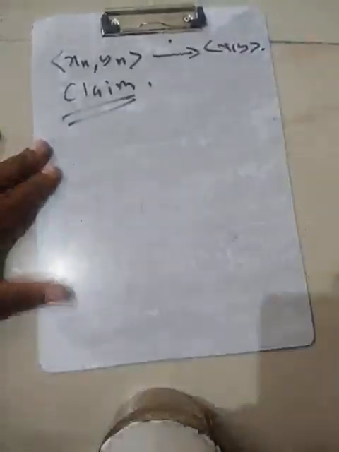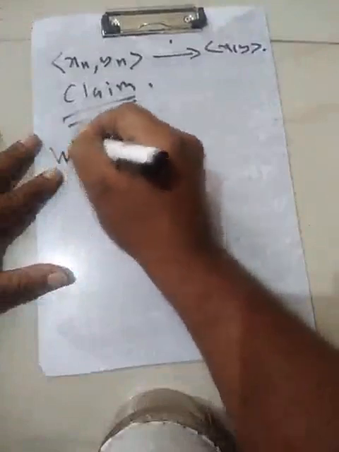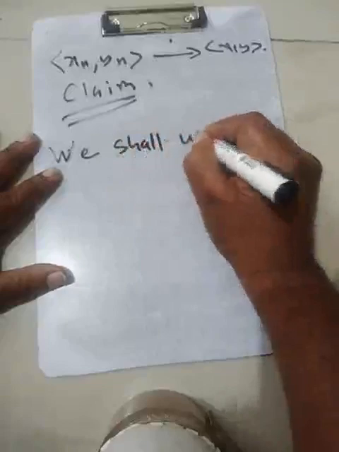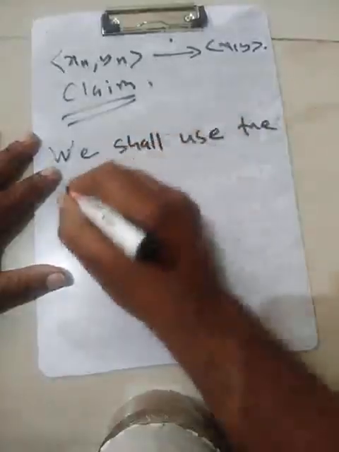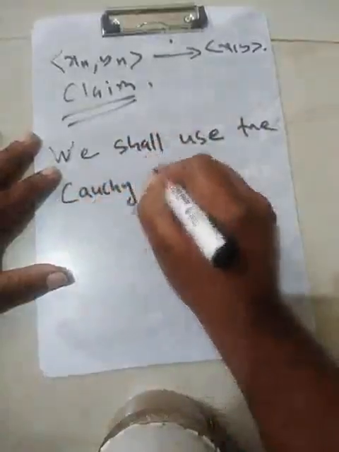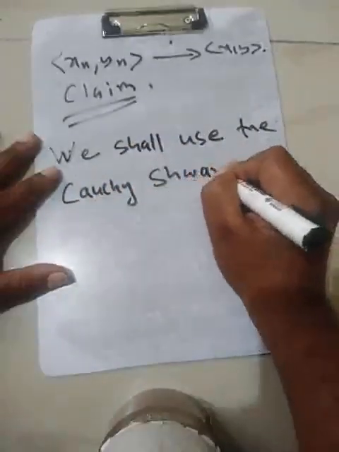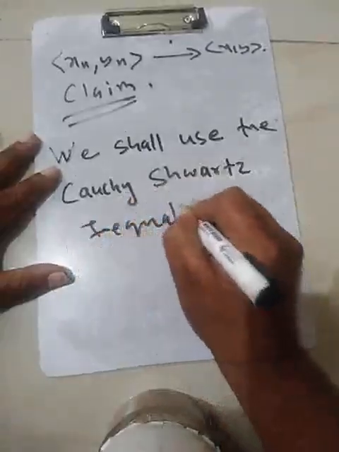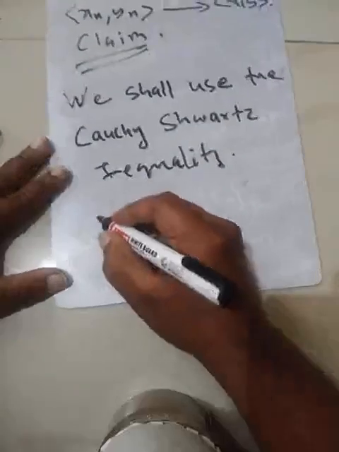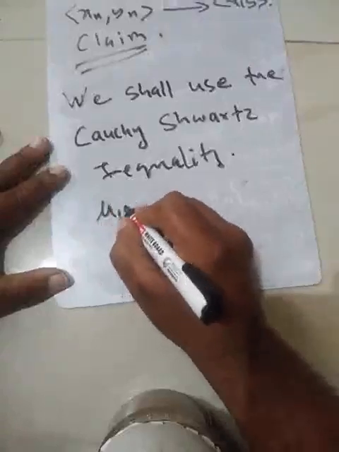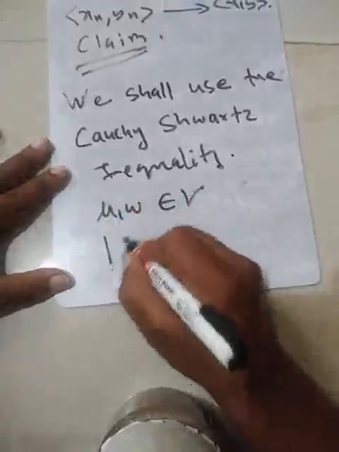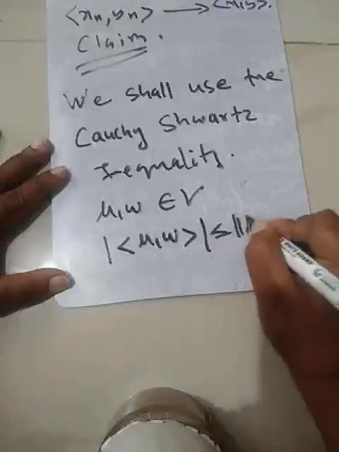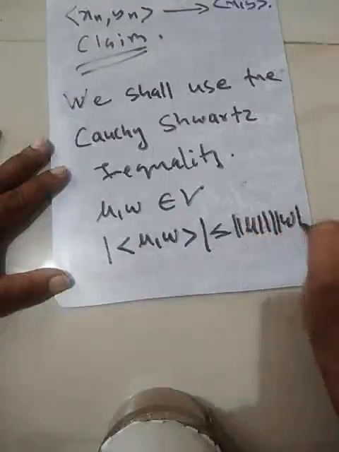So we will utilize the following fact. We shall use the Cauchy-Schwarz inequality. What is the Cauchy-Schwarz inequality? If you have any u and w belonging to V, the absolute value of the inner product of u and w is always less than or equal to norm of u times norm of w.